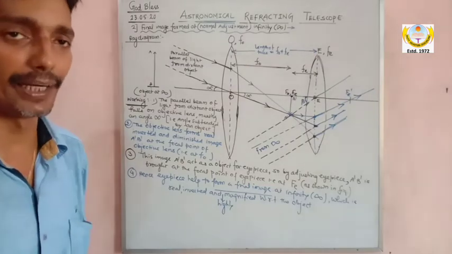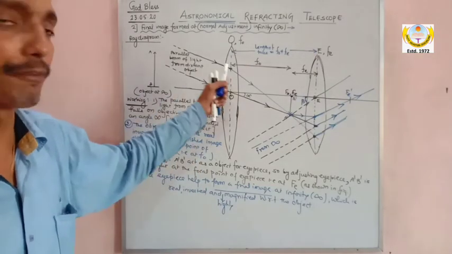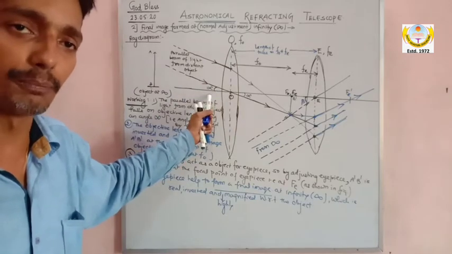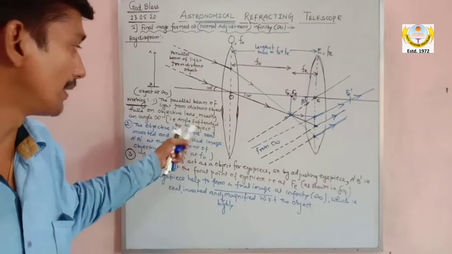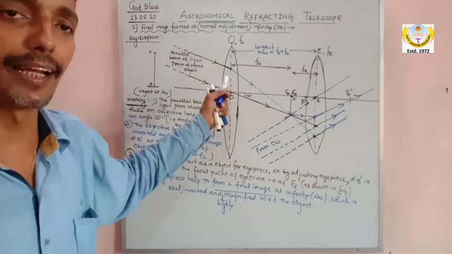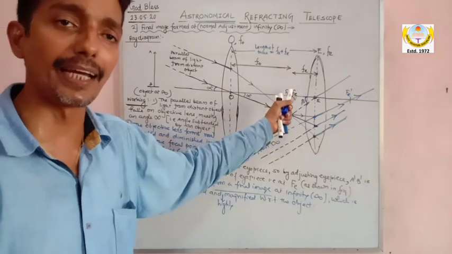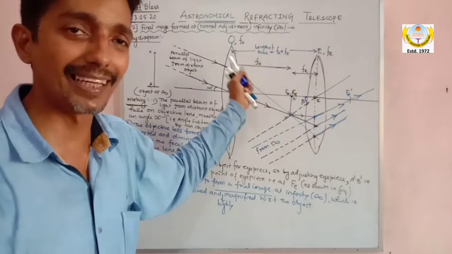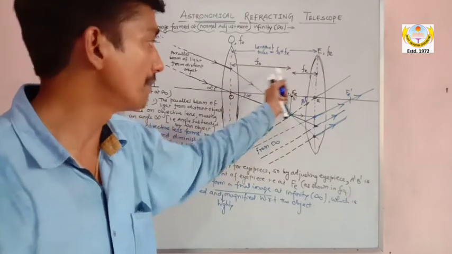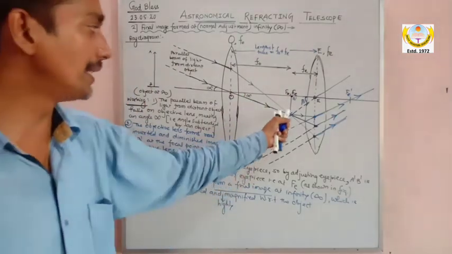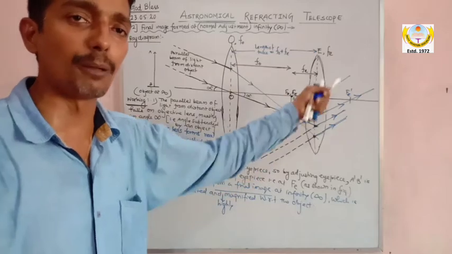So once again, my dear, first, sir, the parallel beam of light will fall on the objective lens, making an angle alpha, that is object angle, that is angle subtended by the object. This objective lens will form its real inverted diminished image A dash B dash. कहाँ पे बनाएगा this objective lens this image? Sir, at the focal point of the objective. Am I clear? Okay. Now second point, this image A dash B dash is act as the object for the eyepiece.